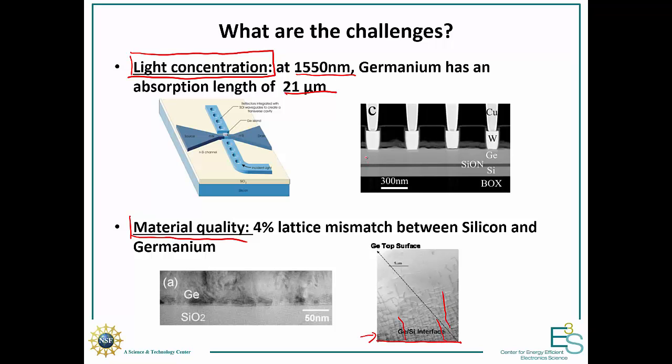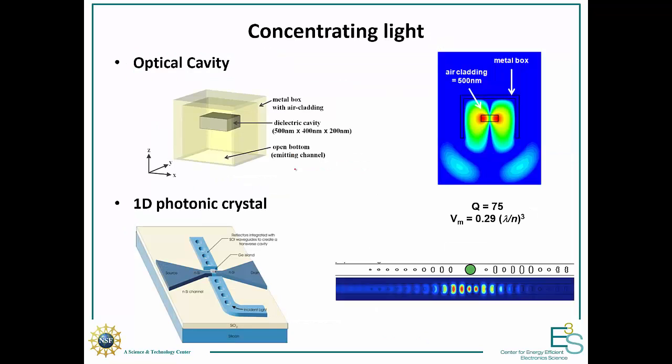This is a photo of, you see a scale here, 300 nanometers. Well, actually, this germanium detector is much longer, since you need quite a substantial amount of length to absorb all the light. So what are the solutions? Well, for concentrating light, there's a number of them out there. You can try and build an optical cavity.